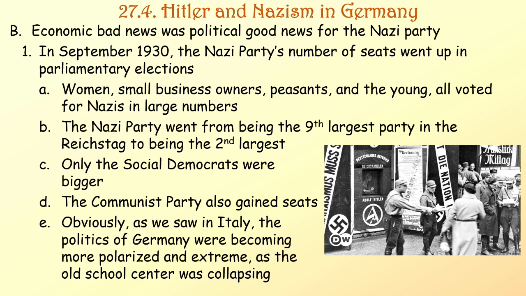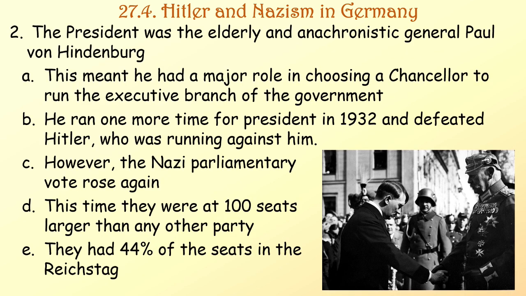The Communist Party also gained seats. Obviously, as we saw in Italy, the politics of Germany were becoming more polarized and extreme as the old school center was collapsing. The president was the elderly and anachronistic General Paul von Hindenburg, and this meant that he had a major role in choosing a chancellor to run the executive branch of the government.